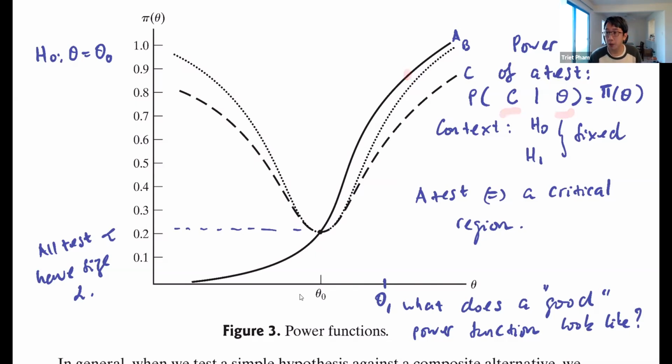So what's type 2 error for this test, for example? Let's say here the power is roughly 0.9. What's type 2 error for test A? 0.1, exactly. So right here is type 1 error, but out here it's going to be 1 minus type 2 error. Very good. With that said, can you tell me what does a good power function look like now?